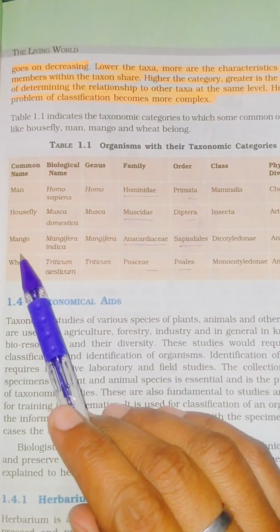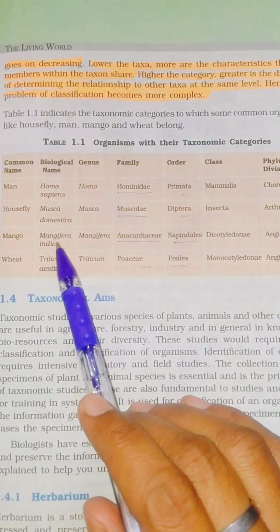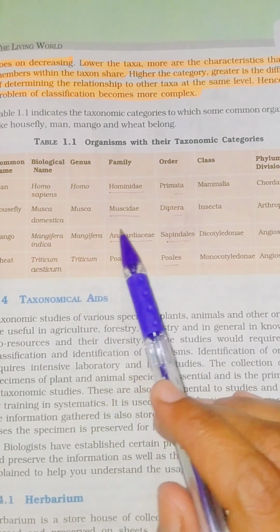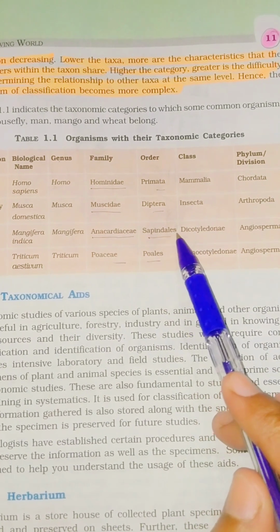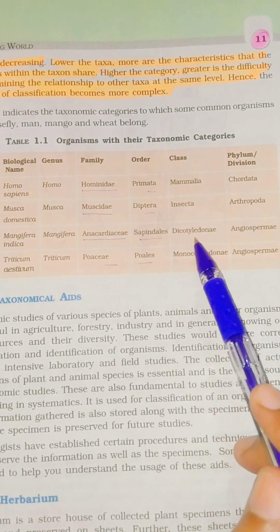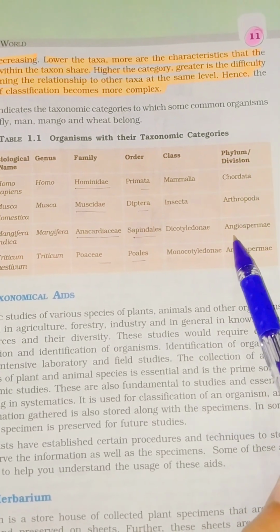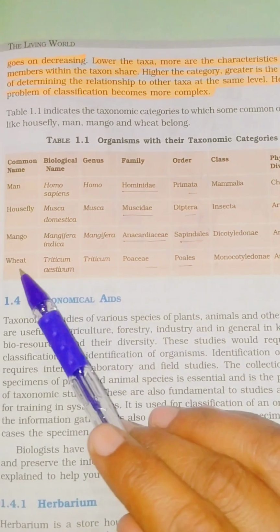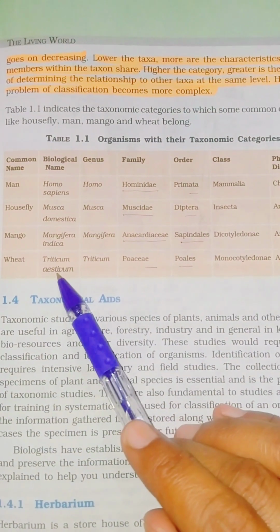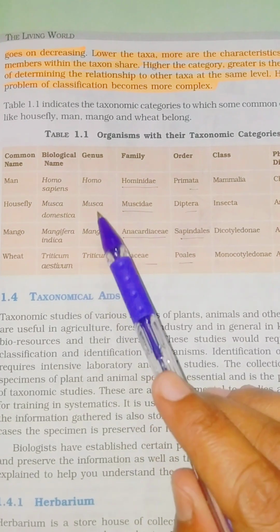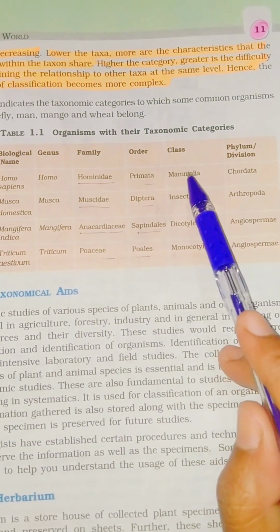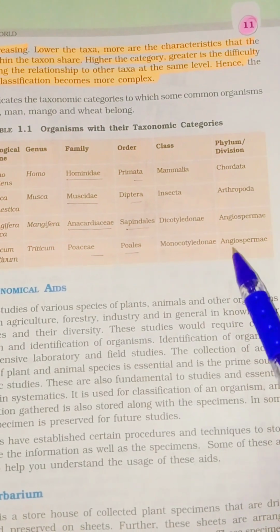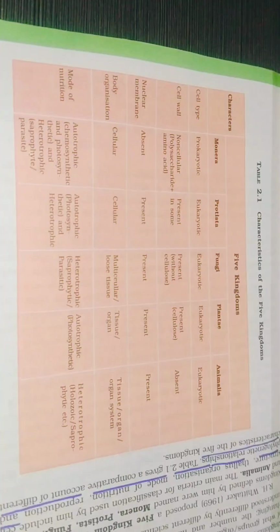Next given is mango, Mangifera indica biological name, genus Mangifera, family Anacardiaceae, order Sapindales, class Dicotyledonae and division Angiospermae. Next is wheat, biological name is Triticum aestivum, genus Triticum, family Poaceae, order Poales, class Monocotyledonae and division Angiospermae.